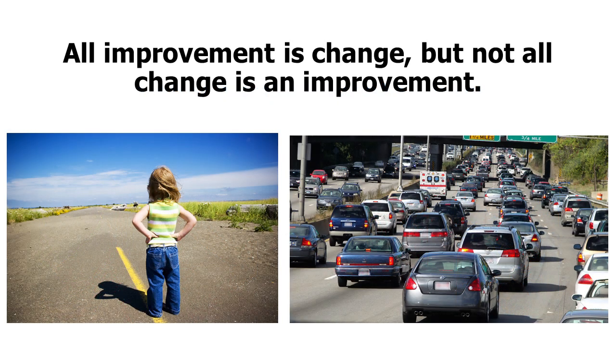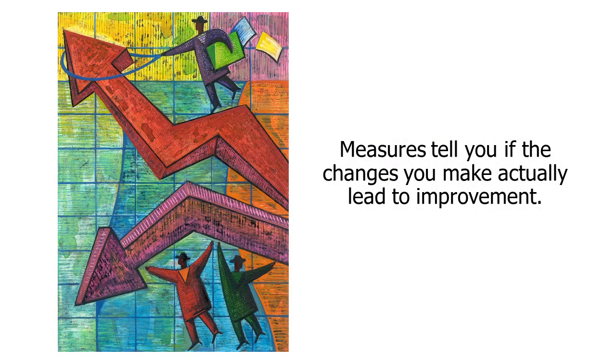A reason we need to measure how things are going is that all improvement is change, but not all change leads to improvement. Measuring separates what you think is happening from what is really happening. We need to make sure that the changes we make do not make matters worse. Measures objectively tell you if the changes you are making are leading to an improvement, and if that improvement is sustained. They help you avoid putting ineffective solutions in place.